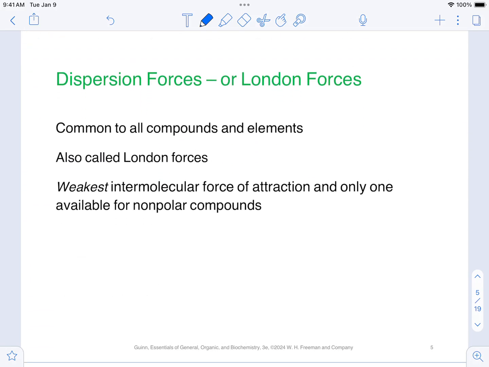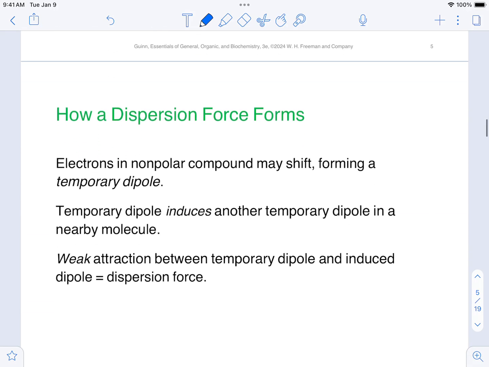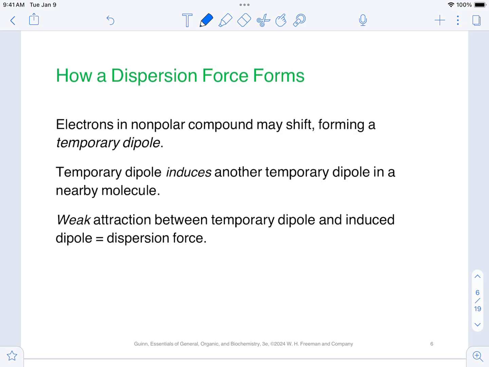London dispersion forces are the easiest to identify because all compounds and elements have them. No matter what you are working with, they all have London forces. So how do these dispersion forces work? If you're looking at a nonpolar compound, the electrons in them may shift. So we know electrons are constantly moving.